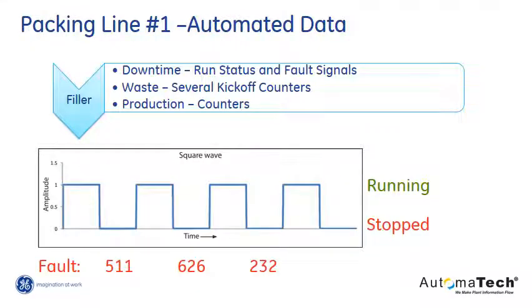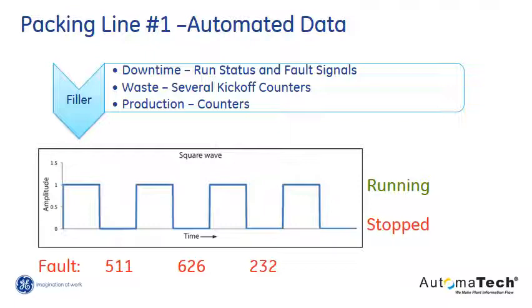So moving to the first piece of equipment on our hypothetical line is the filler. As I said, it's fully automated, so we can take advantage of a run status and a fault signal for the downtime. The machine is going to tell us when it's running, getting a value of 1, and when it's stopped, getting a value of 0. So right off the bat, we're able to know every time a downtime occurs and its exact duration.